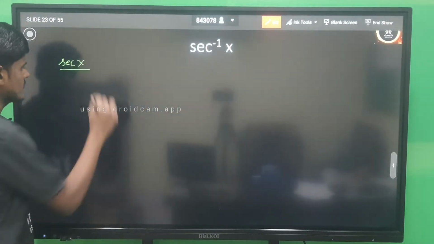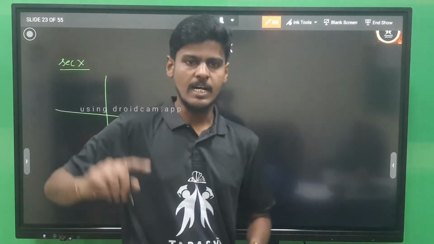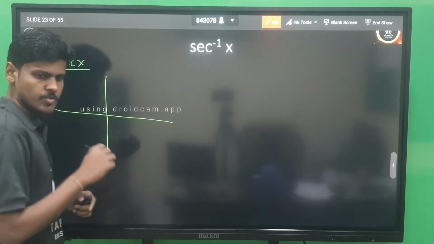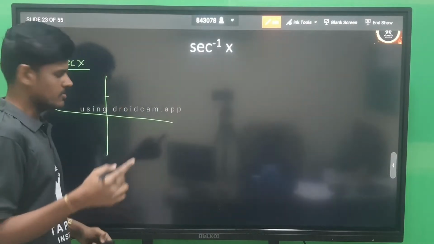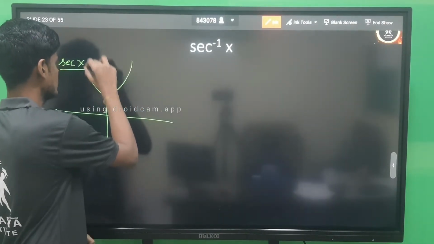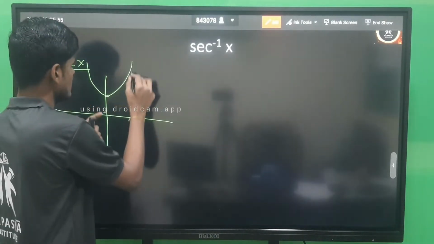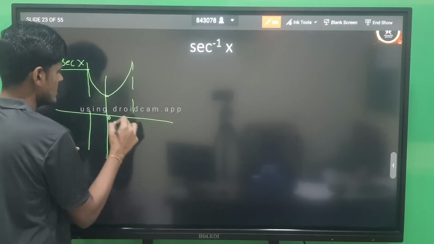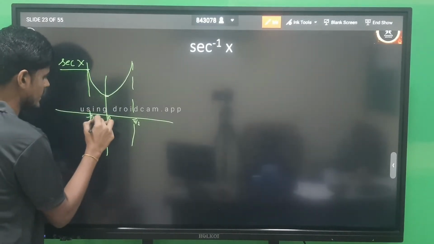Graph of secant x. We know secant is reciprocal of cos x. So what is cos x? Cos 0 is 1. So secant 0 will be 1. Cos 90 is 0. So secant 90 will be 1 by 0, that is infinity. So graph will be like this. As cos is an even function, secant will also be like that. So this is symmetrical about y-axis. This is 0, 90 and this is minus 90.